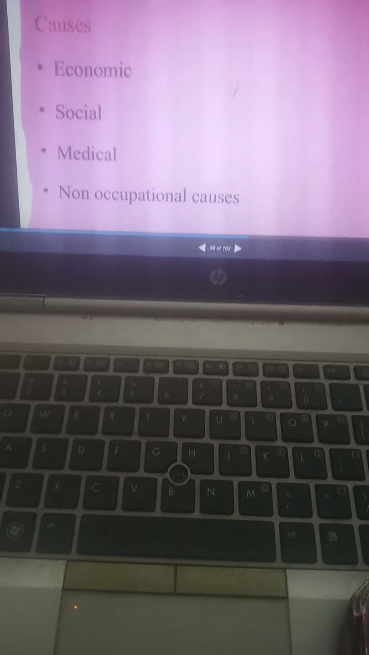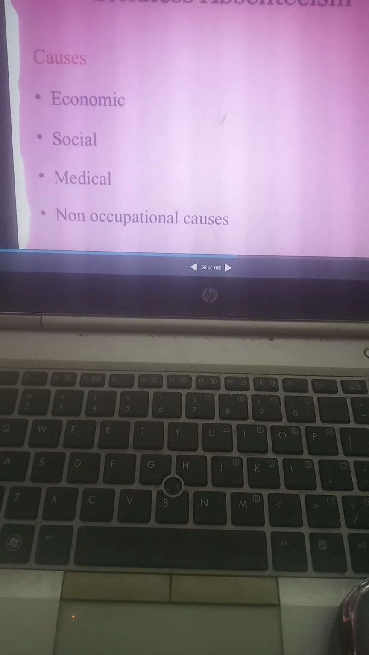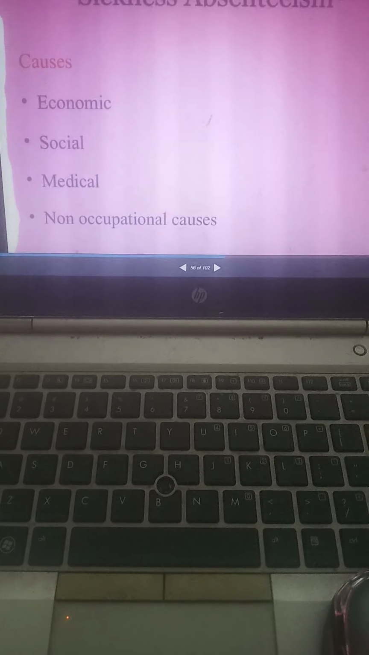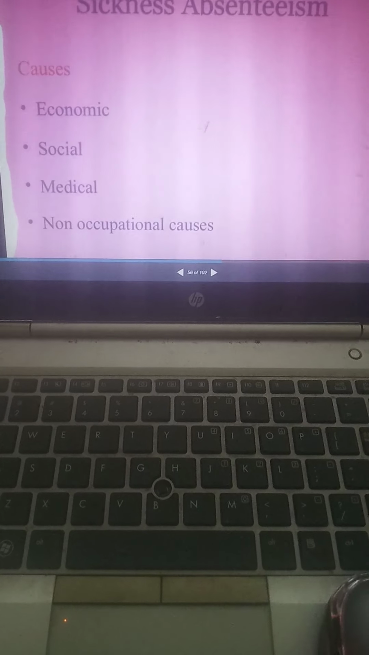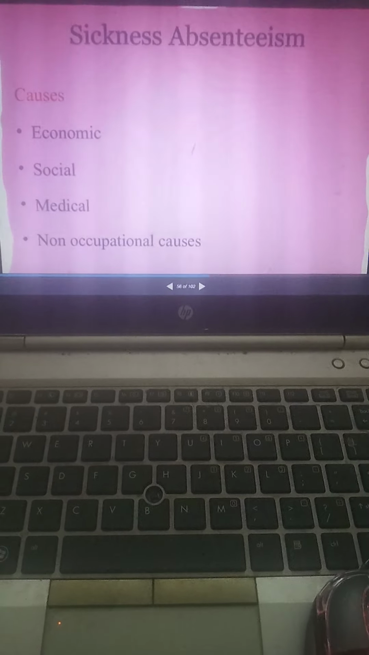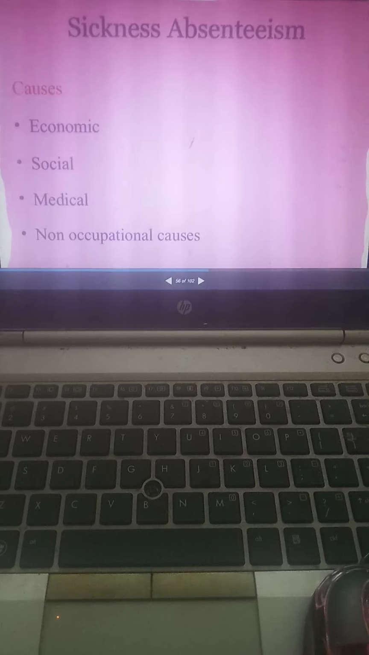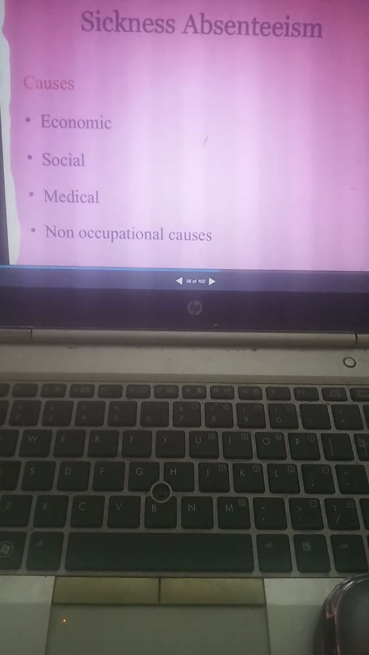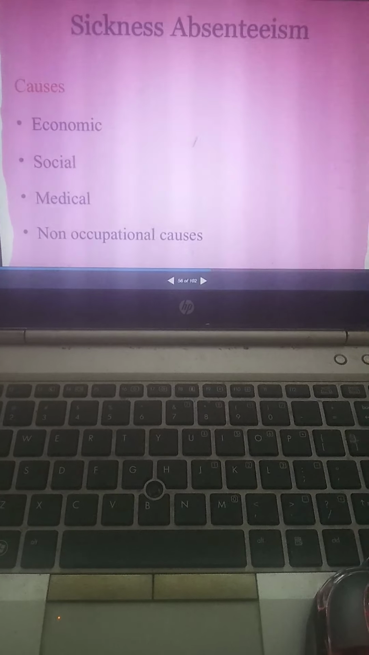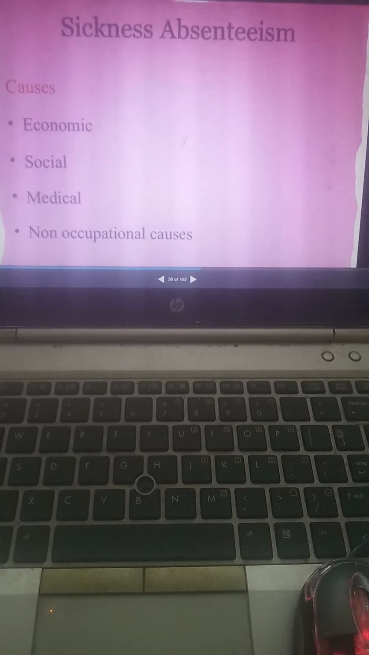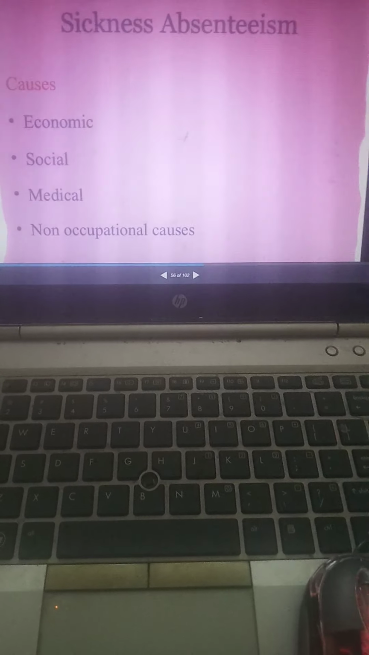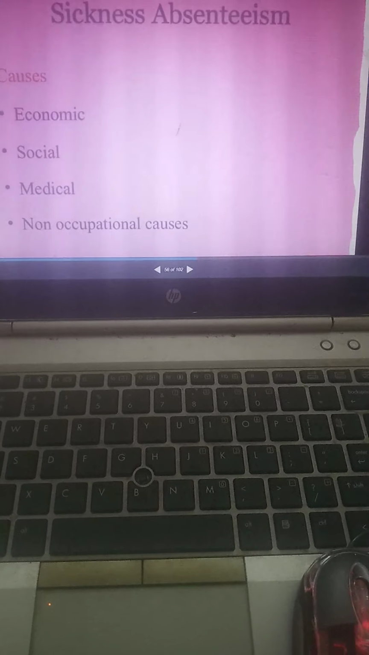Then there can be social causes, for example marriages, deaths in the families. In all Eids, rituals, festivals, in all these cases employees want earned leaves, so they go for sick leaves. And there can be medical causes, which is very much the genuine sickness absenteeism, that if a worker is not feeling well, he goes for medical leave. And then there can be non occupational causes. All the rest of the causes can be placed under these causes.